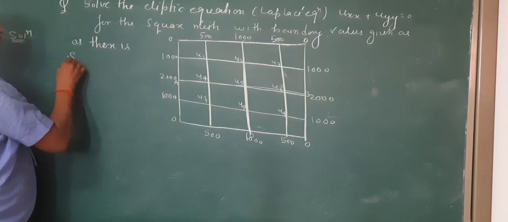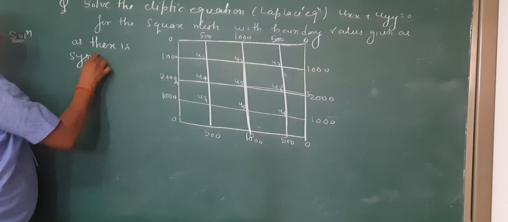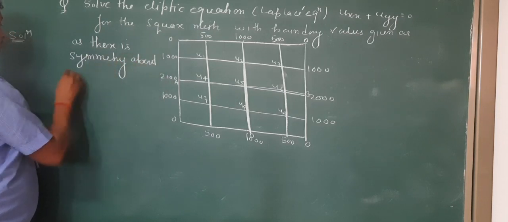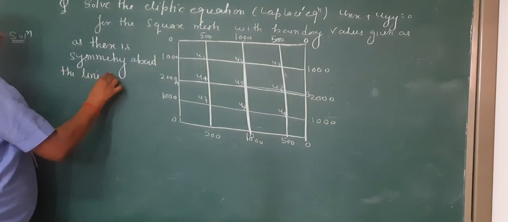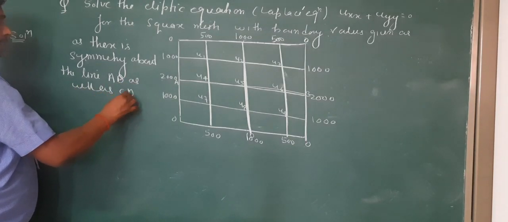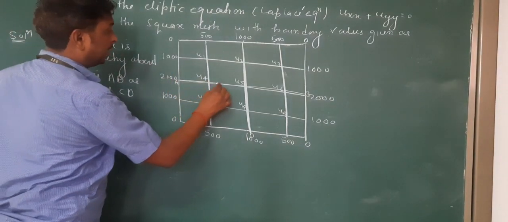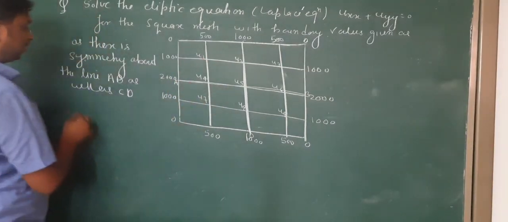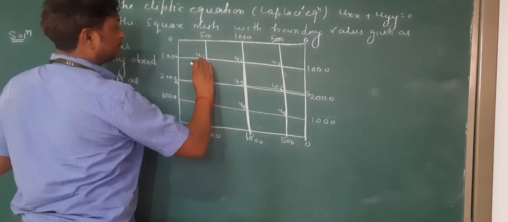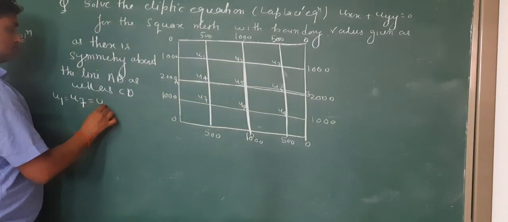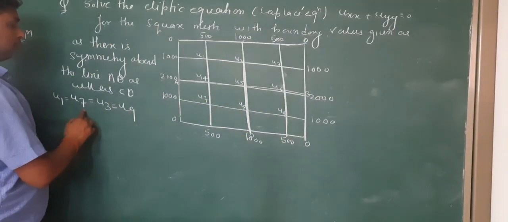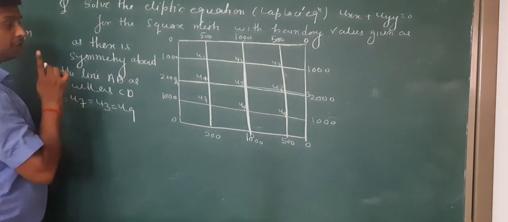there is symmetry about the line AB as well as CD. So it means AB like this one. So whatever U1 value is there, U1 same. So U1 is equal to U7, and because it's a symmetry, U1 is equal to U3 and U7 is equal to U9. So these all 4 values no need to calculate, only one value is sufficient.